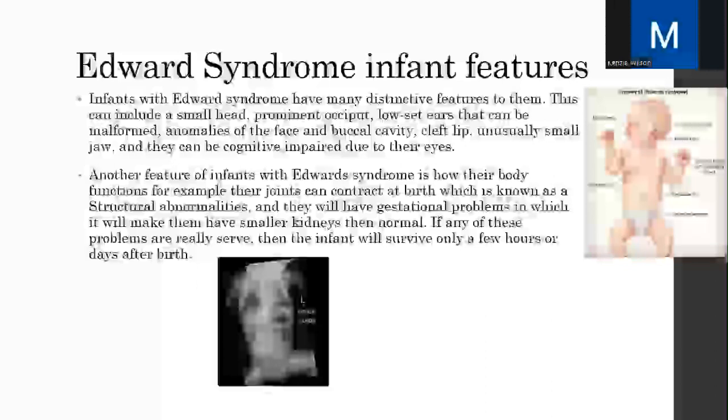Another feature of Edwards syndrome is how their body functions. For example, their joints can contract at birth, which is known as a structural abnormality. And they will have gastrointestinal problems, and smaller kidneys than normal. If any of these problems are really severe, then the infant will survive only a few hours or days after birth. And then there's a diagram of a baby with Edwards syndrome, and down here is the baby with the X-ray of Edwards syndrome.